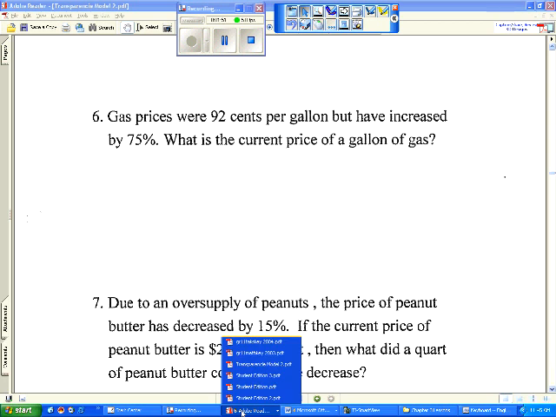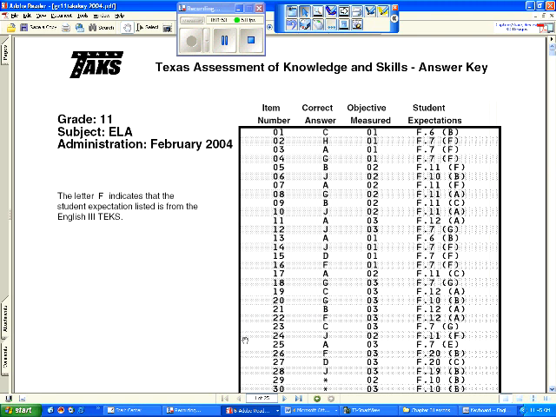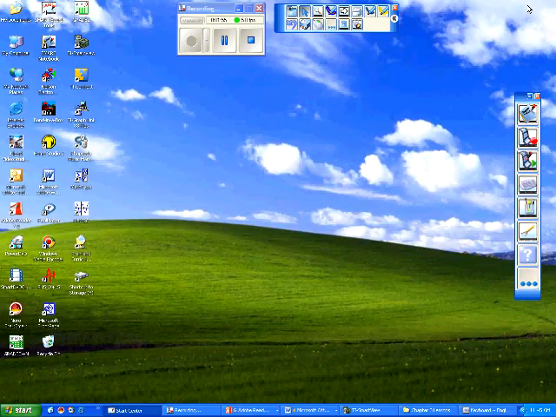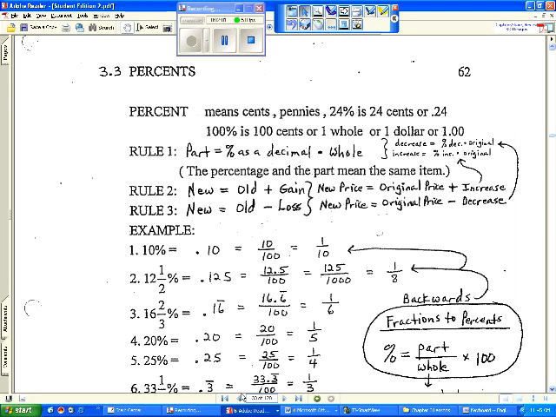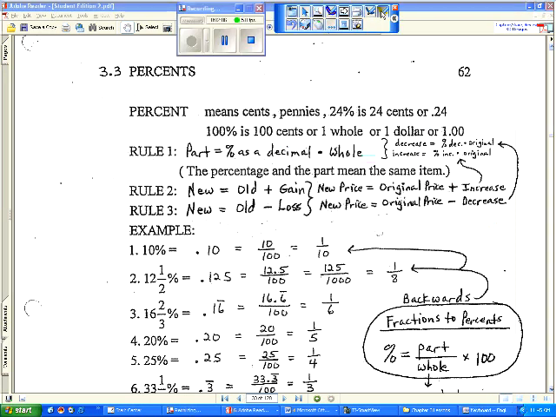Student edition 2, is that it? No, that's not it. That's tax test. Student edition 2, let me back up. Adobe scan. There it is. 3 things that come to mind when you hear percent. First of all, we need the definition. Percent means cent or pennies. But there's 3 rules that we use for percentages, and that's all you're ever going to use on my tests.